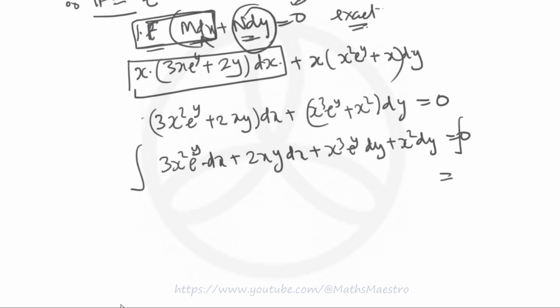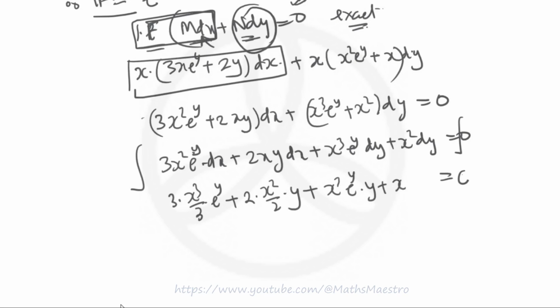On the right hand side, this 0 will become a constant, and this will become 3x³/3 e^y + 2x²/2 y + x³ e^y + x² dy. No, sorry, this is not cube. This is dy. This will remain as it is, okay? x³ y, right, it is correct. And this is nothing but x² y is equal to c.